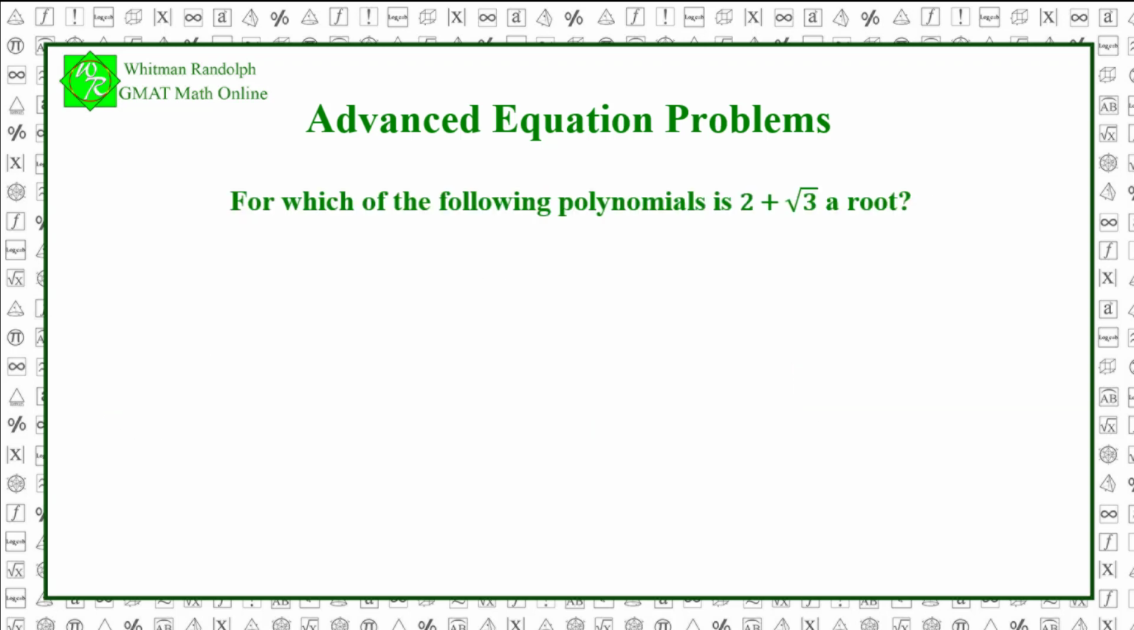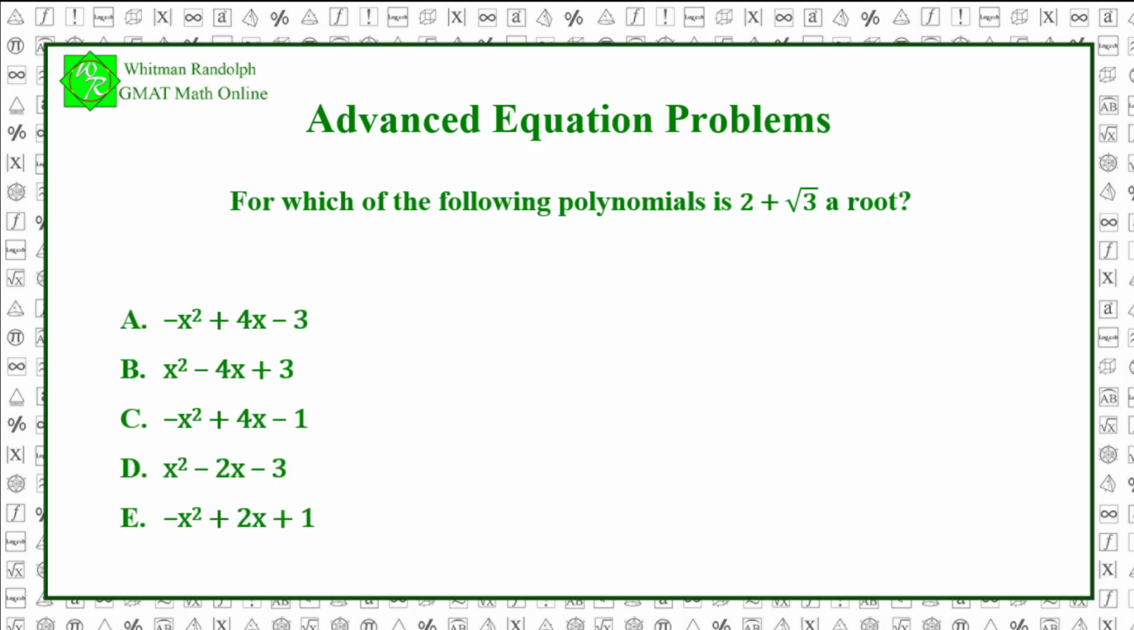Problem. For which of the following polynomials is 2 plus the square root of 3 a root? And here are some possible answers. Let's find the solution. The root, 2 plus the square root of 3, looks like it came from using the quadratic formula. So if we plug the coefficients of each of the polynomials in the list of answers into the quadratic formula, we should see which one has 2 plus the square root of 3 as a root.